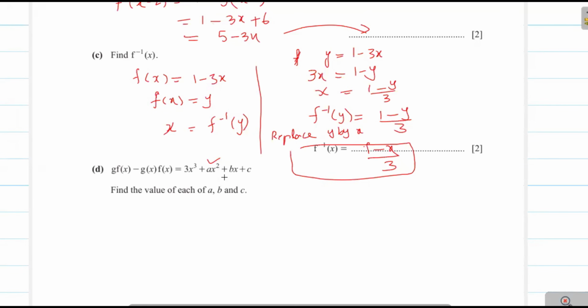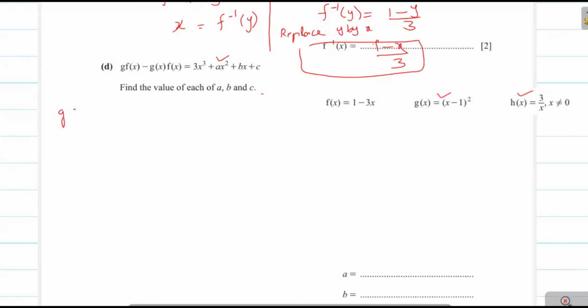The next part, d: g f of x minus g of x into f of x equal to 3x cube plus ax square plus bx plus c. Find the value of a, b, and c. Now you see here g f of x. Firstly, we find it. Here g is written as it is.